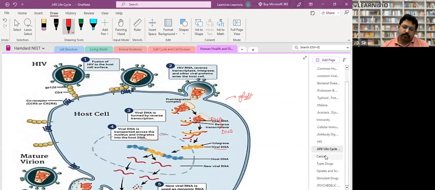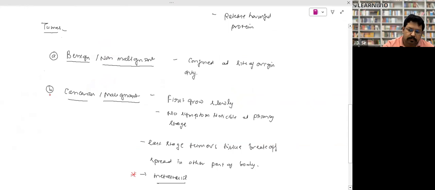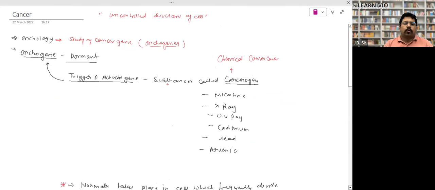Now, cancer. Look. What is cancer basically? Cancer is nothing but uncontrolled division of cells. You'll be surprised to know that there is no particular target organ for cancer. You must have seen that cancer can occur from head to toe, in any body part. By the way, other diseases have a particular target organ, right? But cancer does not have any target organ.